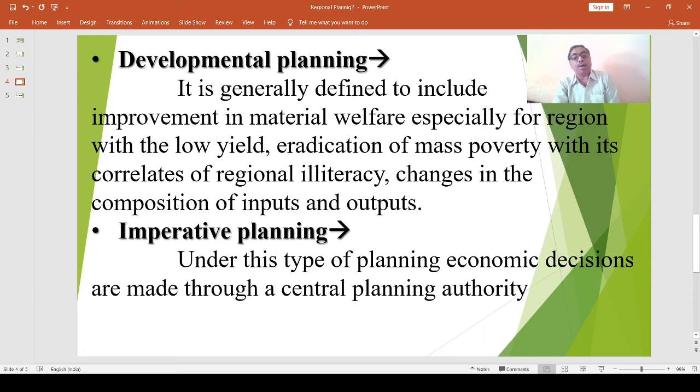The next type of planning is imperative planning. Under this type of planning, economic decisions are made through a central planning authority.